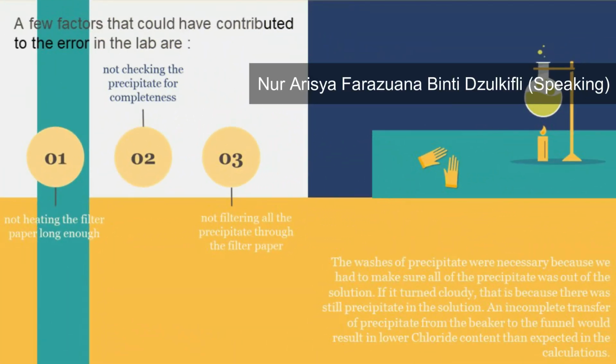A few factors that could have contributed to the error in the lab are not heating the filter paper long enough, not checking the precipitate for completeness, and not filtering all the precipitate through the filter paper. The washes of the precipitate were necessary because we had to make sure all of the precipitate was out of the solution. If it turned cloudy, that is because there was still precipitate in the solution. An incomplete transfer of precipitate from the beaker to the funnel will result in lower chloride content than expected in the calculations.